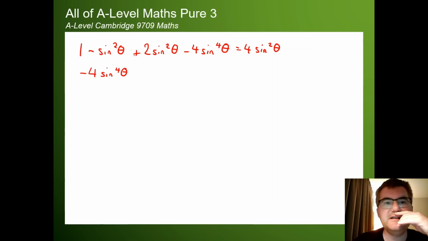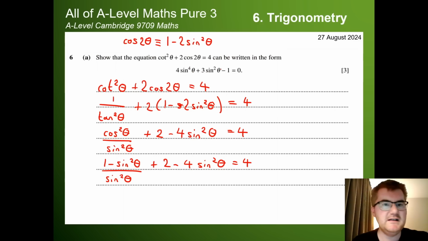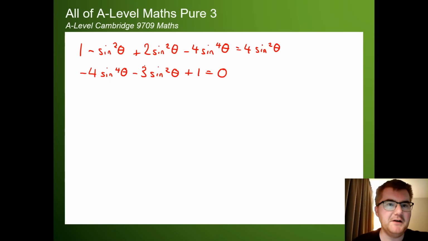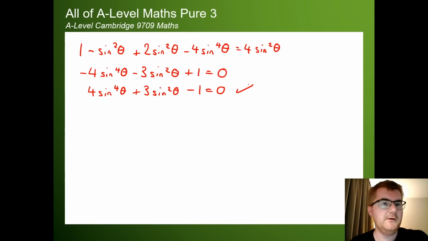Okay, let's collect up all these sine squared thetas. So we've got a minus sine squared theta plus, that's plus 1 minus 4, that's going to be minus 3 sine squared theta. Plus 1 is 0. This is very similar to what we need. And then we just times through by minus 1. So we just get 4 sine theta to the power of 4 plus 3 sine squared theta minus 1 is equal to 0, and that's what we're looking for.